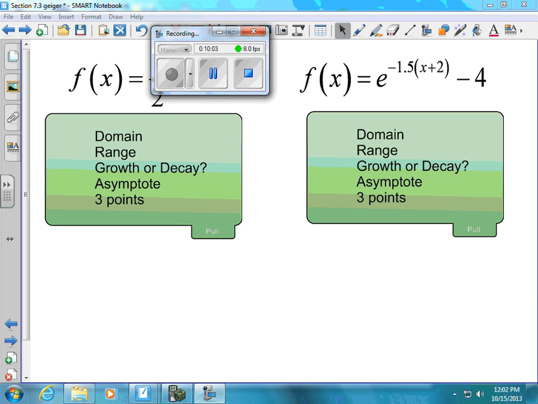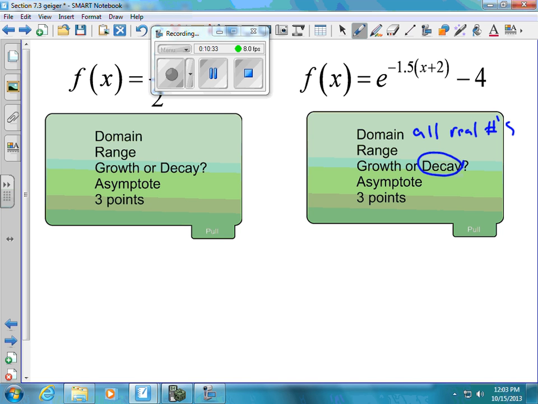The domain and range. What did we say the domain was going to be for all of these? Well, I can plug in any value I want for x again, so this is going to be all real numbers. And our range goes with the asymptote. We'll come back to that in a minute. How about growth or decay? Is this going to be growth or decay? Well, if I were to distribute that negative 1.5 to x and 2, I would have a negative x value, which means it's decay.